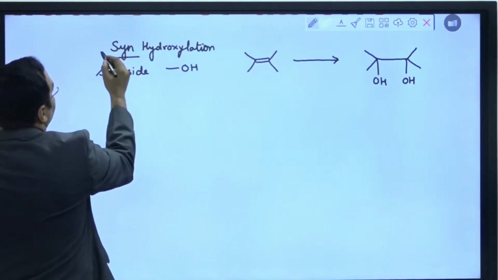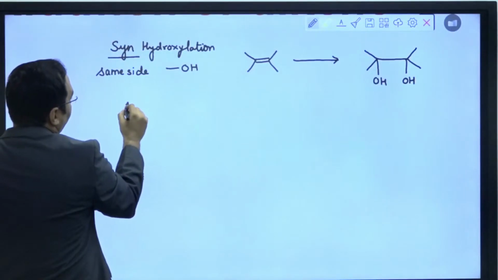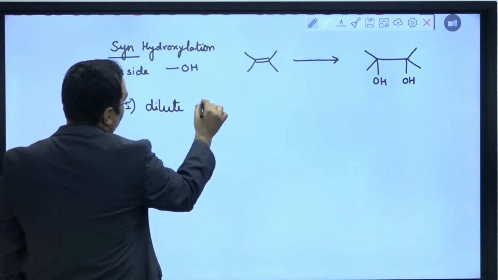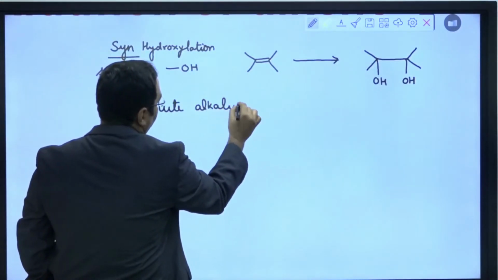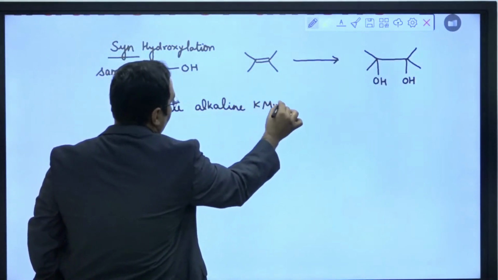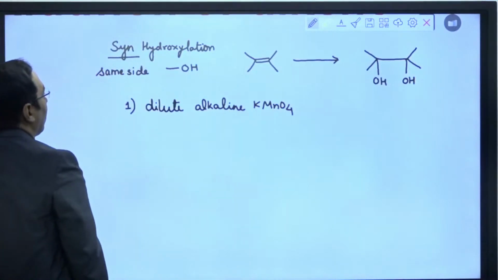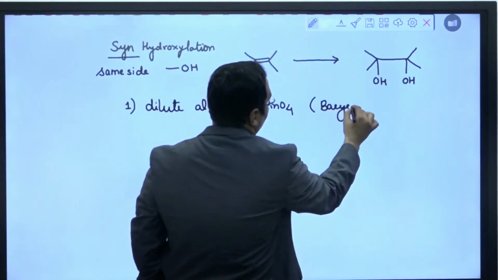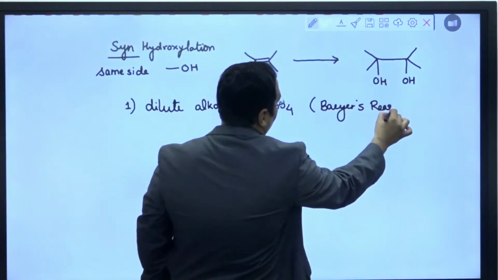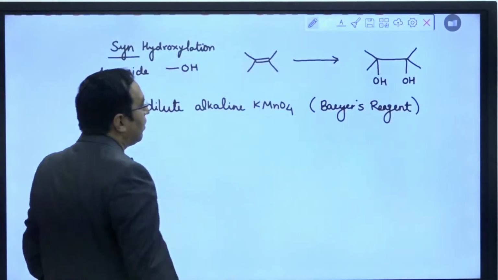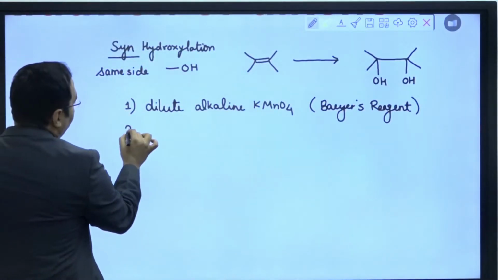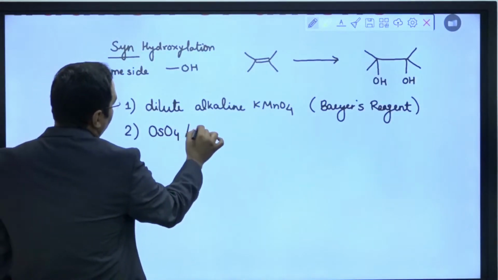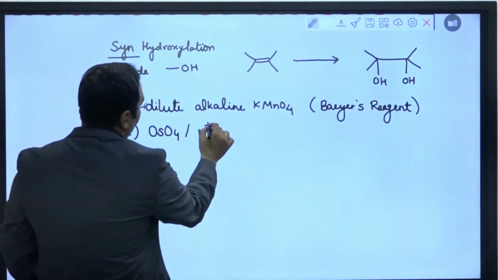Now what are the reagents for syn hydroxylation? This can be done with the help of dilute alkaline KMnO4, dilute alkaline KMnO4, which is also known as Bayer's reagent. This can also be done with the help of OsO4 followed by H+.